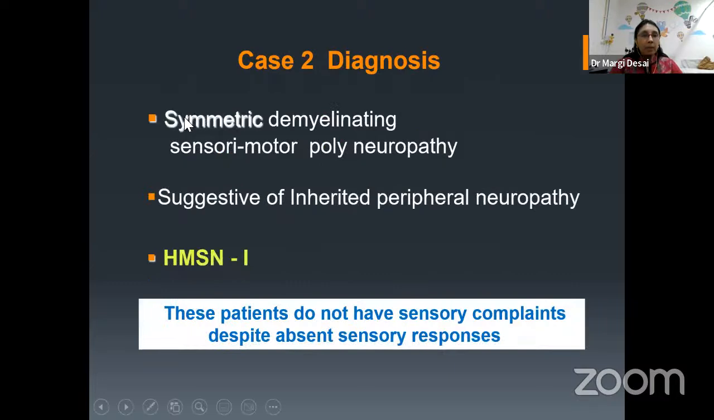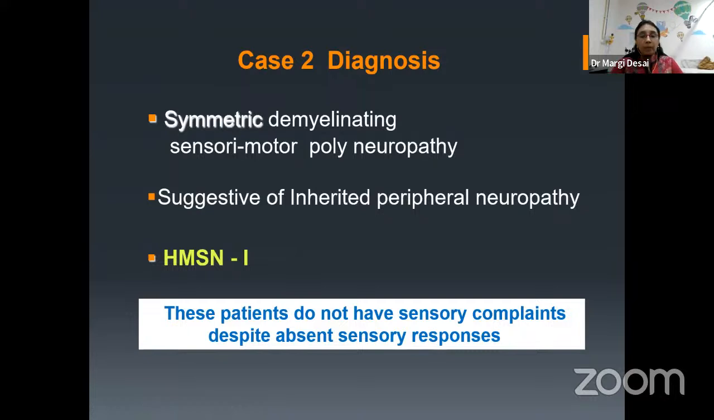So the diagnosis in our child is symmetric demyelinating sensory motor polyneuropathy, and because it is symmetric, it is suggestive of an inherited peripheral neuropathy such as hereditary motor sensory neuropathy type 1, which was earlier known as Charcot-Marie-Tooth disease.